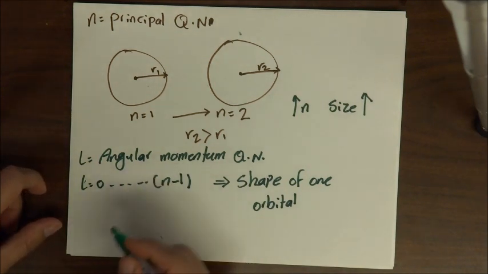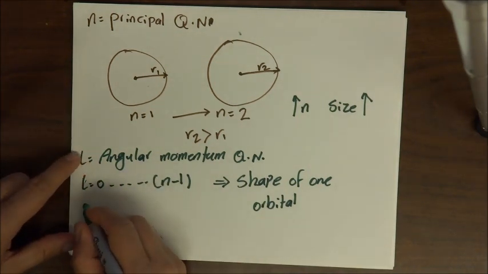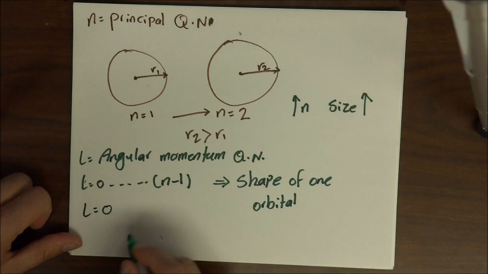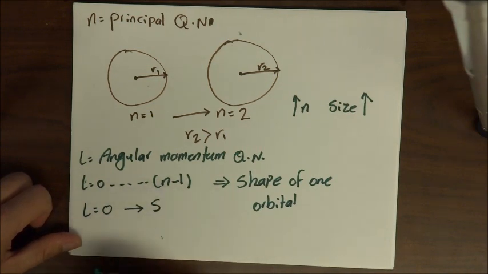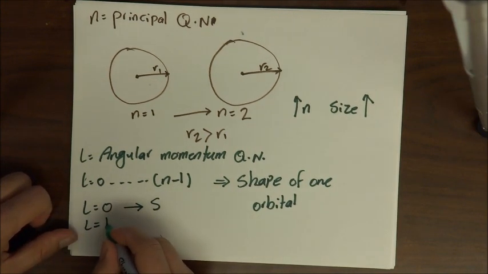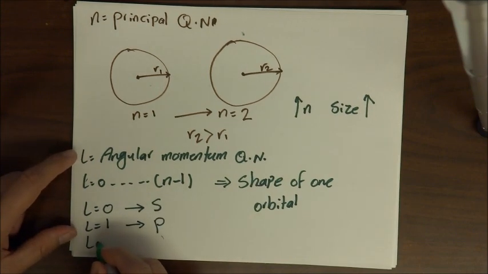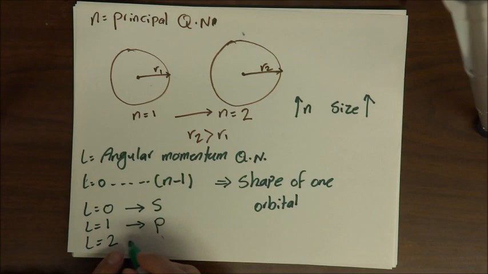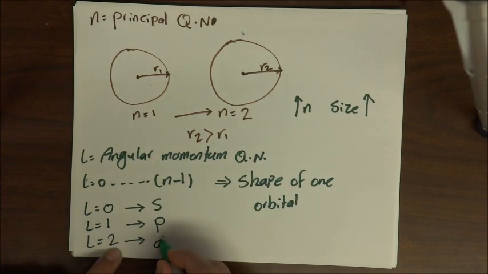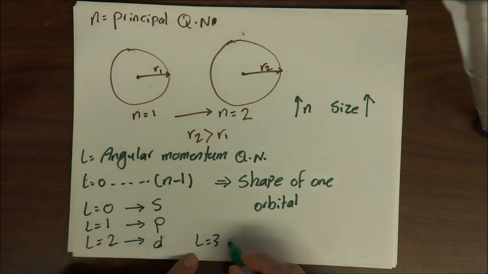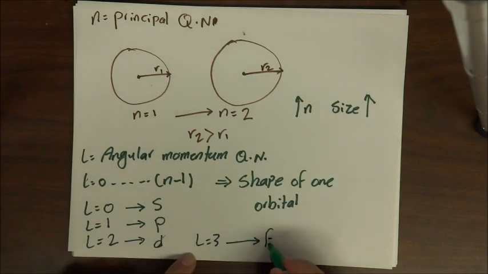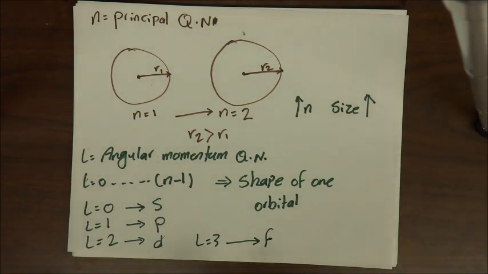And when L is equal 0, we say it's an s orbital. L equal 1 is a p orbital. L equal 2, we are dealing with a d orbital. And when L is equal 3, it's an f orbital.